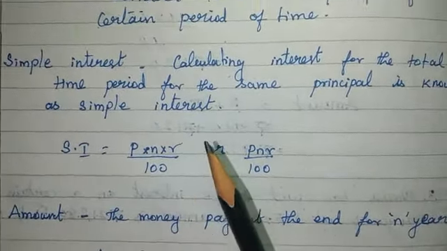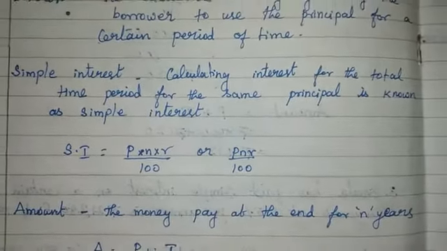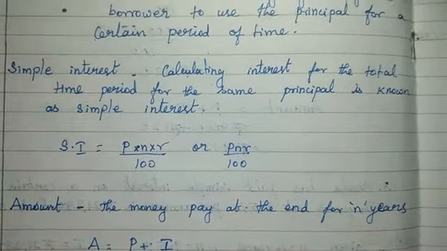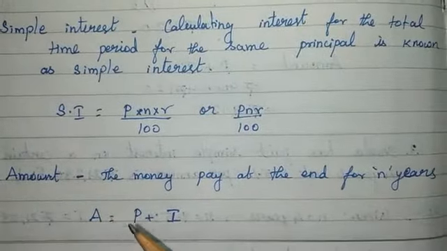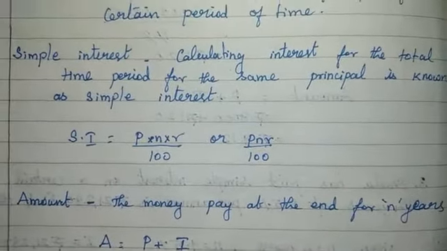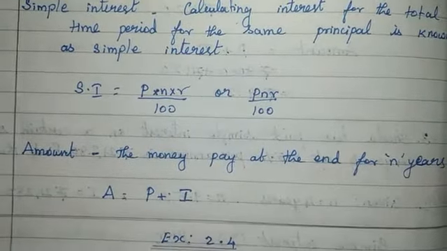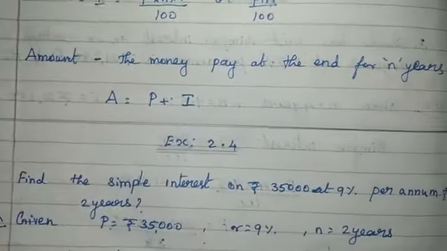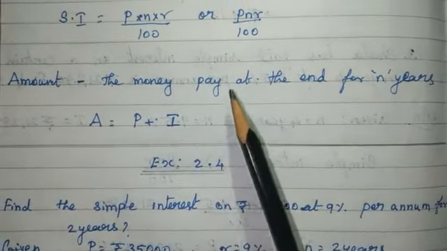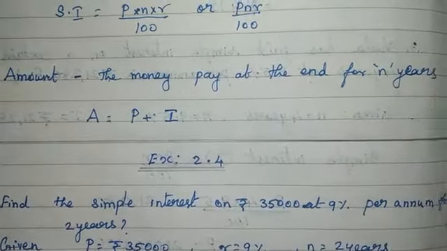After finding the interest, next we are going to find the amount. Amount is nothing but the total amount which you pay at the end of n years. That is principal plus interest. Amount can be calculated by principal plus interest, the amount which is paid at the end of n years.